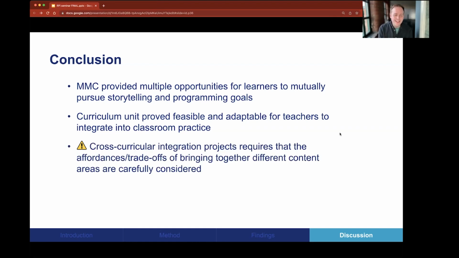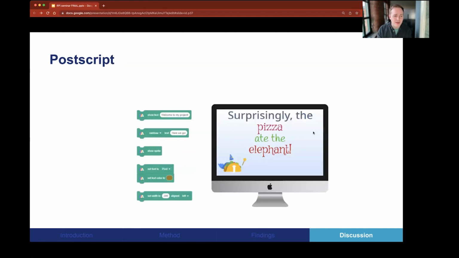But my caution with these cross-curricular integration projects is that both the affordances and the trade-offs of bringing together these different content areas really need to be carefully considered, because they're not necessarily happy bedfellows. And within the context of curriculum pressures and trying to argue for the value of computing, if we dilute it too much, then it's neither seen as a good literacy lesson or a good computing lesson.